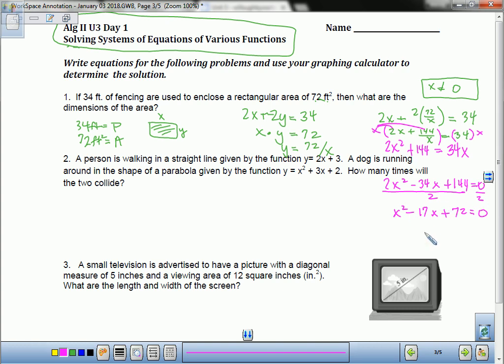Now, in this form, it's really easy for me to factor. What can I multiply to get positive 72 that I can add to get negative 17? 9 and 8. Yeah, very good. So x is either 8 or 9. Well, if x is 8, y is 9. And if x is 9, y is 8. So 8 and 9 are my dimensions. So the dimensions are 8 feet by 9 feet.